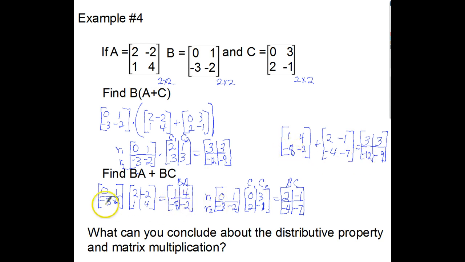Okay, that was row 2 times column 1. It should have been negative 6 plus negative 2, or negative 8, which would have changed that answer. So what we learned from this after I fix that mistake is that if you check this answer and you check this answer, they turn out to be the same. Now, what can you conclude about the distributive property in matrix multiplication? It holds true for matrix multiplication. Okay?